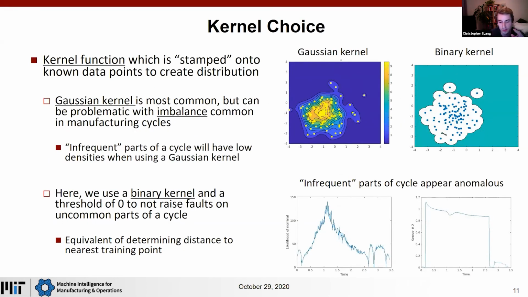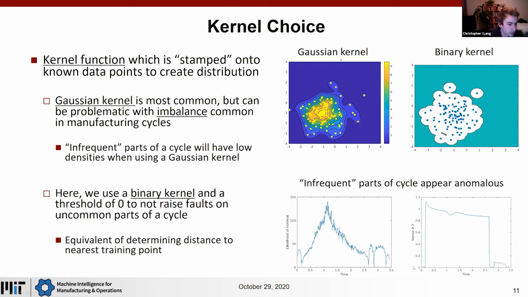So one of the most important parts of this is actually the choice of the kernel, which we end up creating this distribution with. And the most common kernel that people typically end up using is the Gaussian kernel, sort of similar to the SVM. But this is actually pretty problematic when you have imbalance, which can be common in manufacturing cycles. So you can end up having manufacturing cycles which have sort of infrequent points in them, but we don't want to classify as anomalous.